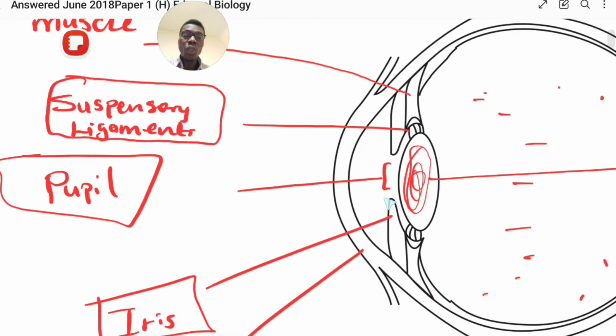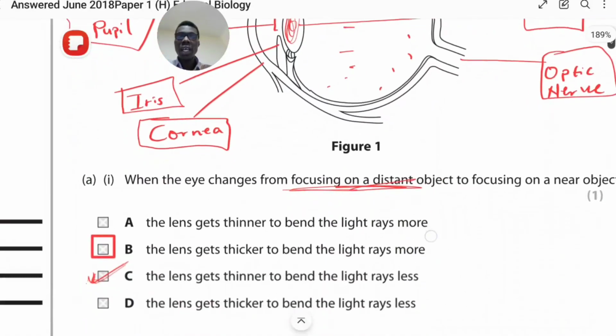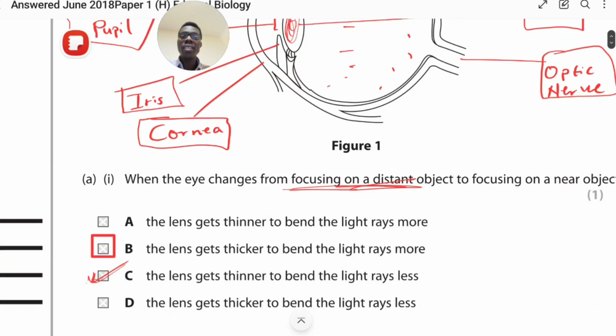This lens is the one that changes in shape when we are, that's called accommodation. When you're looking at what is far away, it's going to become thin. When you're looking at what is close, it's going to become more swollen. And for that reason, the answer is this: the lens gets thicker to bend the light rays more.